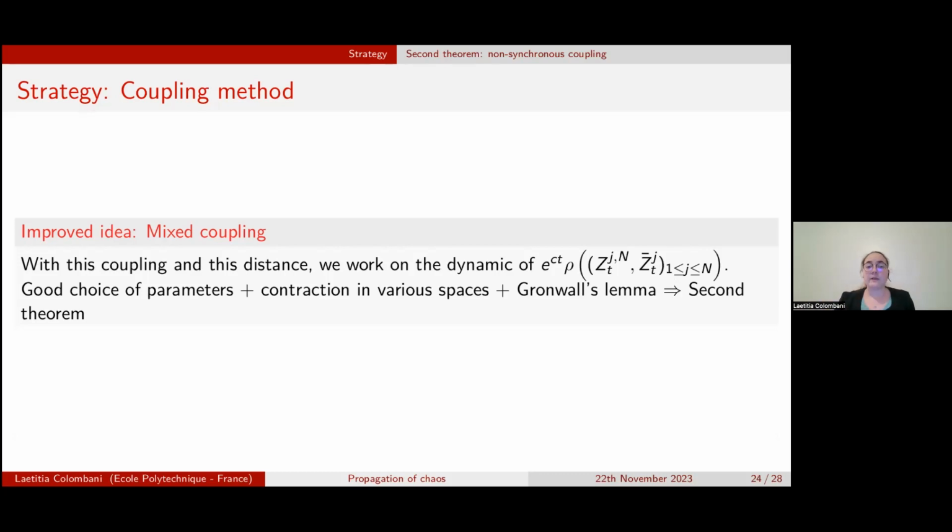Then, with this coupling and this distance, we can work on the dynamic of the system. With a good choice of parameters, a good choice of the function f, a good choice of the speed c, etc., we will be able to prove the contraction in various spaces, so the three regions I talked about before. And with Grönwall's lemma, we obtain the second theorem with the uniformity in time for the propagation of chaos.